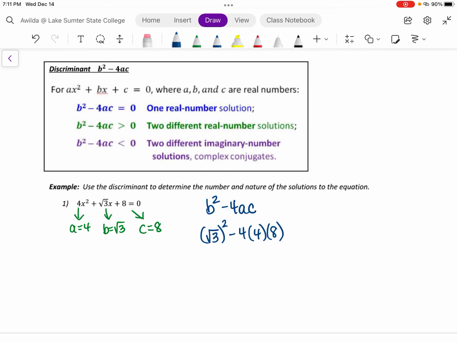8. This simplifies to 3 minus, oh boy, that's a big number. Is it 128? Let's see, 16 times 8. I can't even multiply correctly. Let's see, 6 times 8 is 48. And yep, that looks good, 128. So we get -125. Because we have a negative discriminant, we know that this quadratic equation is going to have two complex number conjugates as solutions.